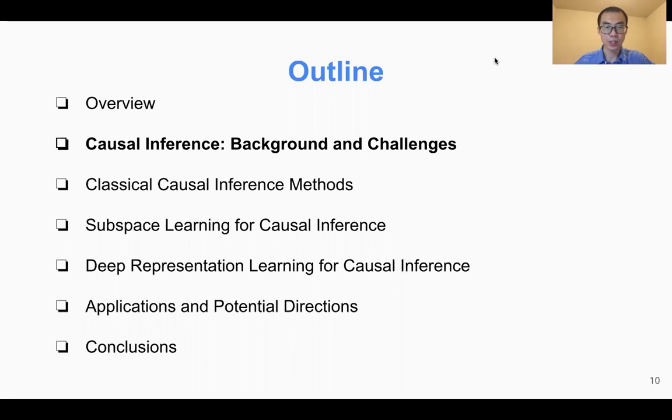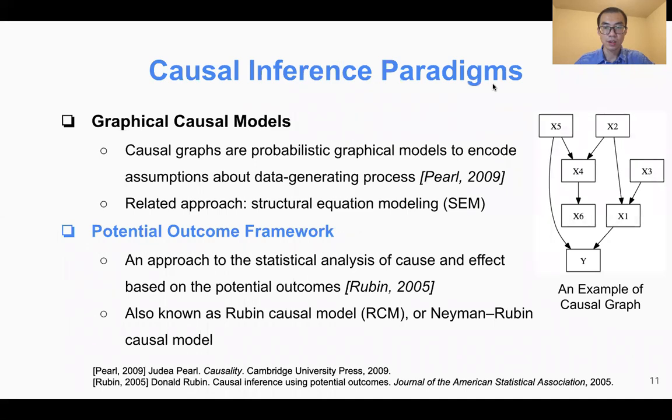Now, I'd like to introduce the background and challenges in causal inference. For causal inference from observation data, there are two major paradigms.